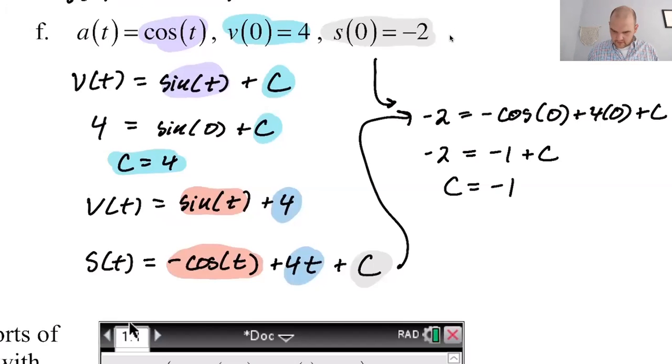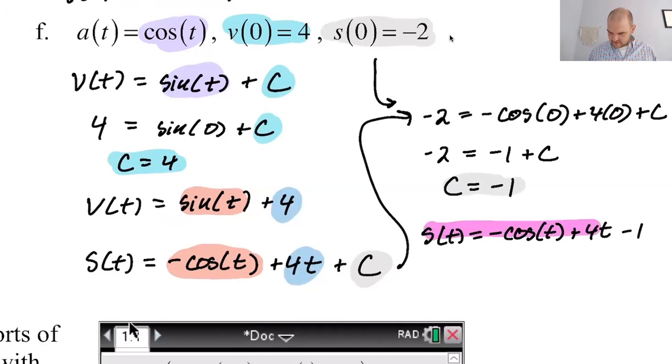Okay, so let me highlight that. This c is -1. So our position function, s of t, is going to be negative cosine of t plus 4t minus 1. I believe that is our position function. Okay, so I think these are all of our answers.